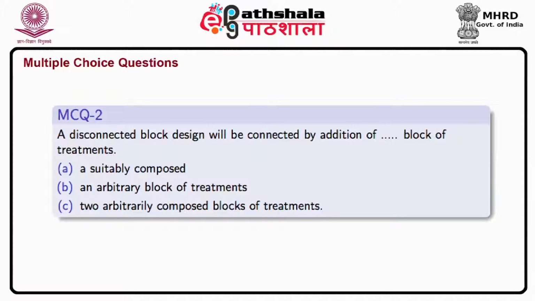These are the treatments in another group and so on. So they are kind of separated. But now I want to make it connected. So I have to add something by addition of a suitably composed block of treatments, an arbitrary block of treatments, and arbitrarily composed block of treatments. These are the options.